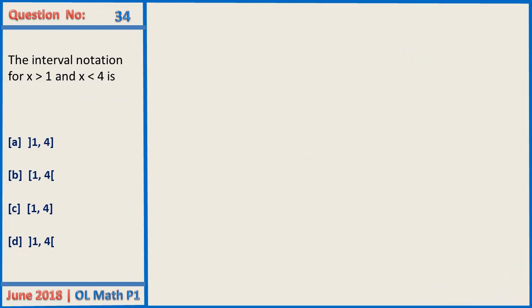Question 34, the interval notation for x strictly greater than 1 and x less than 4 is, first of all, we have 1 and 4, and x lies between 1 and 4. So we have 1 and 4. For x strictly greater than 1, the boundary is not included. So we have that interval symbol. And for x less than 4, the boundary is equally not included. So it's still open. We have that symbol. We now put a comma in between. So that's the interval notation. That gives us D.